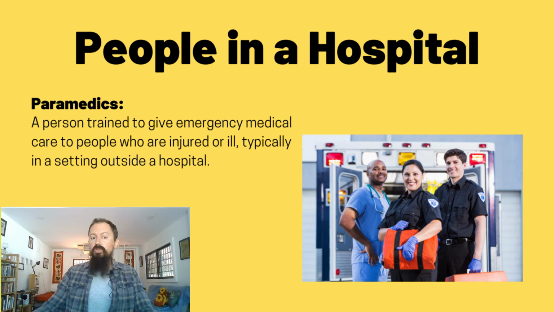Paramedics actually do most of their work outside of a hospital, but I'll mention them here because the hospital is sort of their base and they'll work in an ambulance to bring people to the hospital for treatment. These people function in an emergency response and they will have to keep people alive until they get to the hospital for proper treatment.